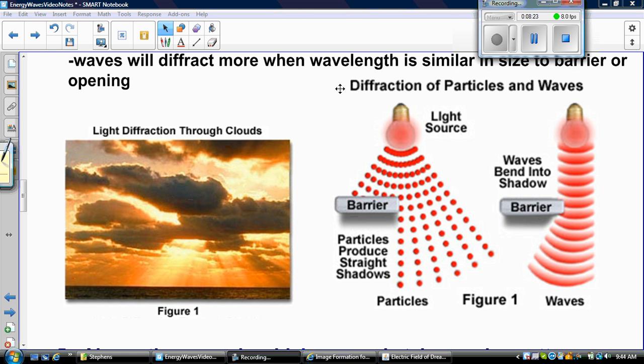You see an example of diffraction every day when the sun travels through the clouds. It diffracts because the light rays have to bend around the clouds, and this right here is an example of diffraction.